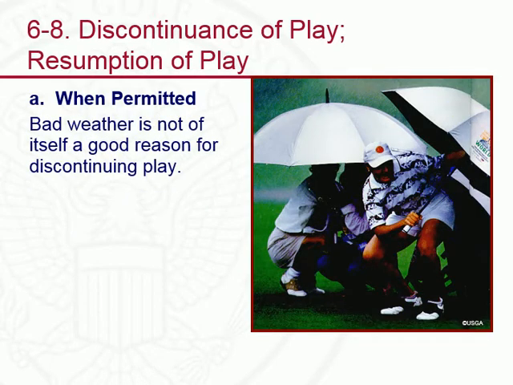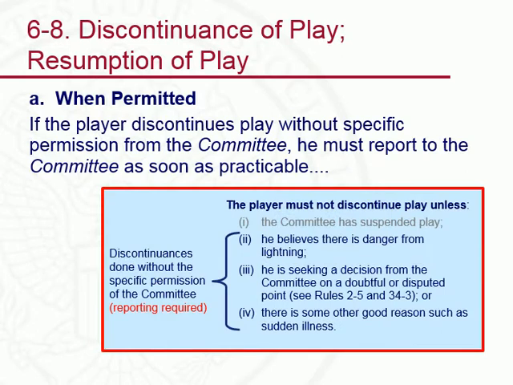Now, bad weather is not of itself a good reason for discontinuing play. Now, if a player discontinues play without specific permission from the committee, he must report to the committee as soon as practicable. So as you can see down below, the player must not discontinue play unless the committee has suspended play. Those are some other reasons that the player would discontinue his play. Now, in that case, he must report the facts to the committee. So if a player believes there's danger from lightning, or is seeking a decision from a committee on a doubtful or disputed point, or there's some other good reason such as sudden illness, reporting the discontinuance of play in that case would be required.